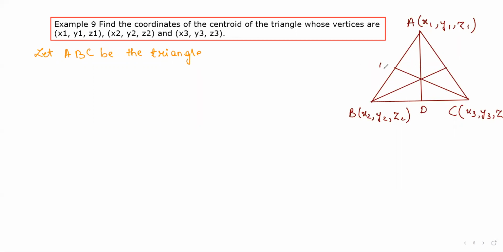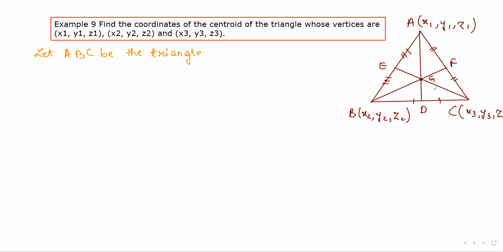So let this be CE and PF. Then here we have medians. These medians are meeting each other at a point, and this point is said to be the centroid. Let this point be G, the centroid.